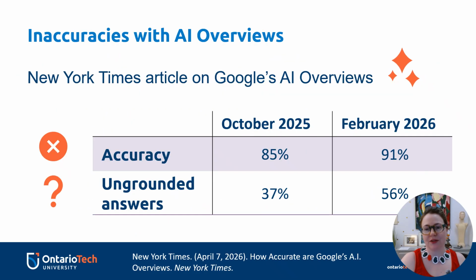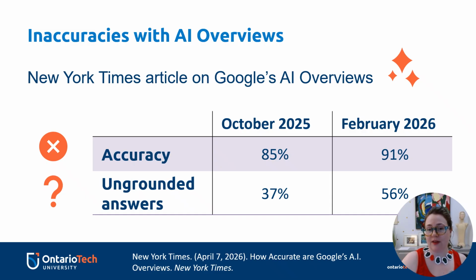A New York Times article from April 2026 reports on accuracy in Google's AI overviews. They found that answers in February 2026 were accurate 91% of the time, meaning that they were still inaccurate almost 10% of the time. They also found that AI generated accurate answers are often ungrounded, meaning the websites they link to did not completely support the information provided. They found that in October 2025, correct answers were ungrounded 37% of the time, and in February 2026, that figure rose to 56%.